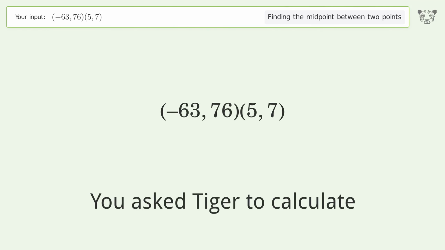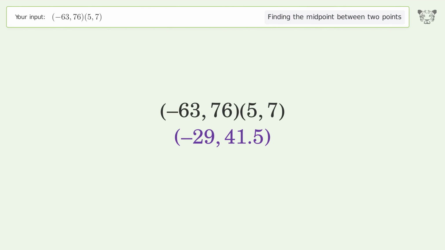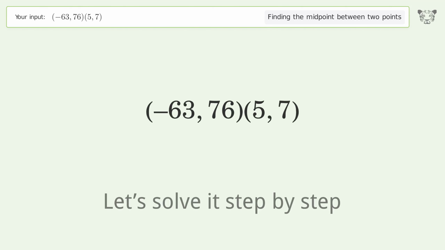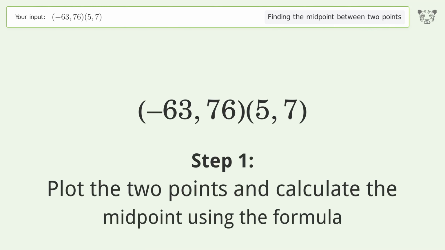You ask Tiger to calculate. This deals with finding the midpoint between 2 points. The midpoint between the 2 points is negative 29, 41.5. Let's solve it step by step. Plot the 2 points and calculate the midpoint using the formula.